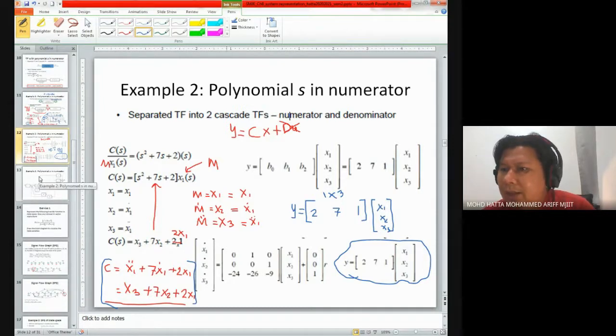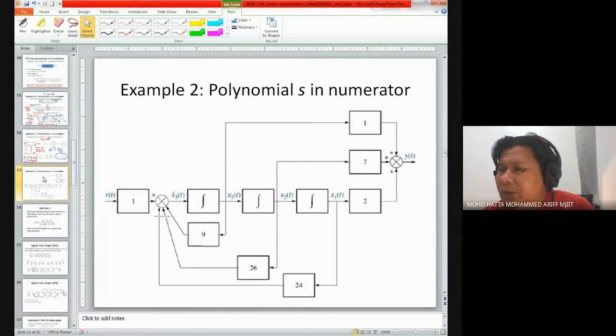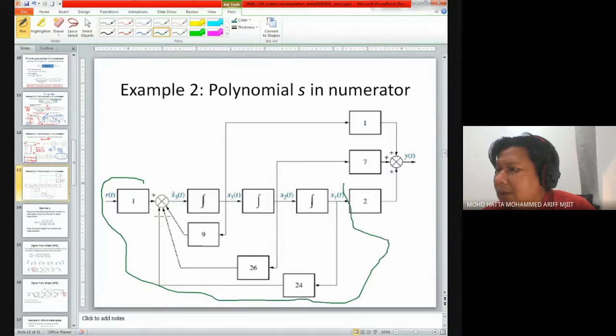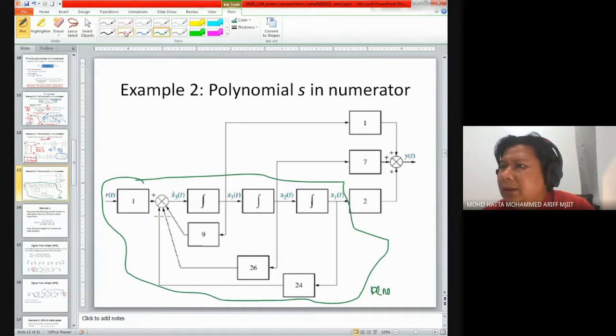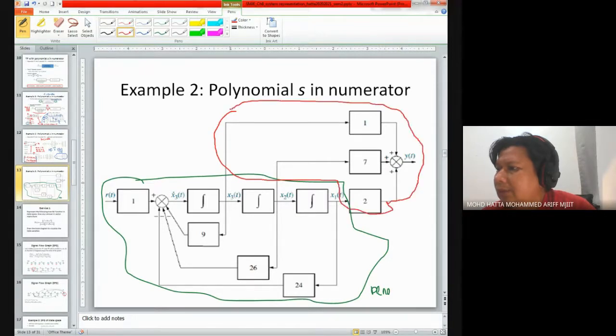All right, and later on, if you try to put it into a block diagram, if you see over here, the one that we have at the bottom up until here is basically based on the denominator side, and the one that we have at the top over here is basically representing the numerator side of the transfer function. Now, any question?